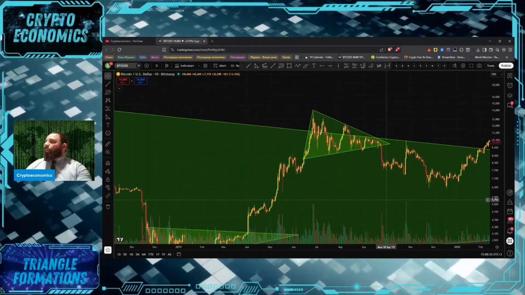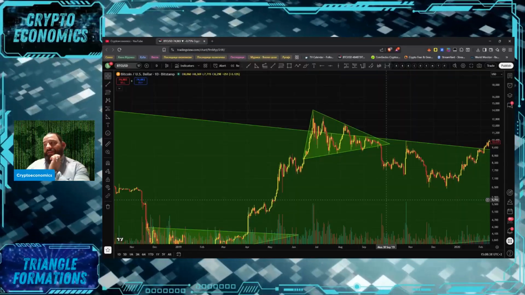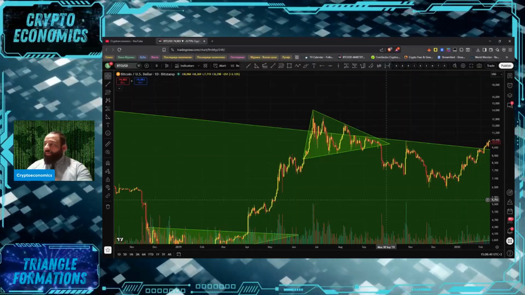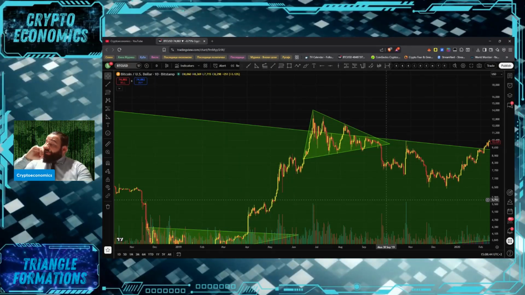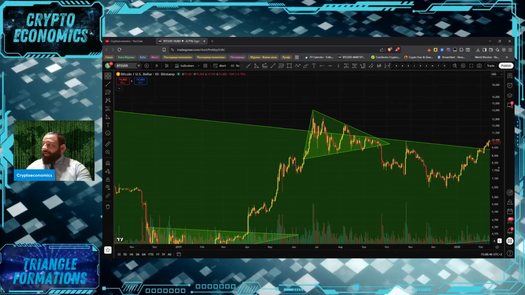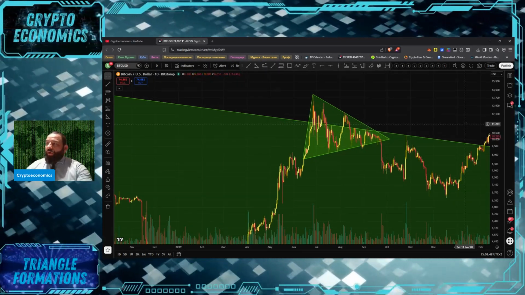Why did it break down? That's why we cannot take just the triangle for itself. We need to combine more formations, more indicators, and everything we know to actually determine what is the probability of the price going one way or the other.